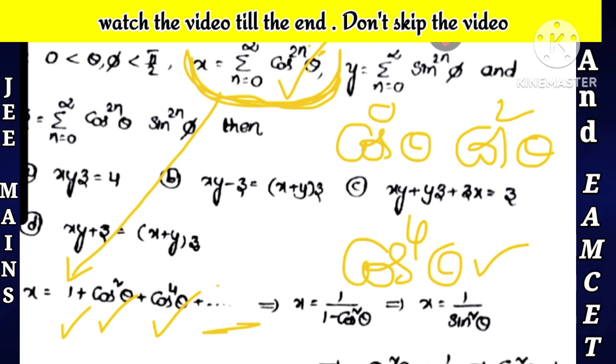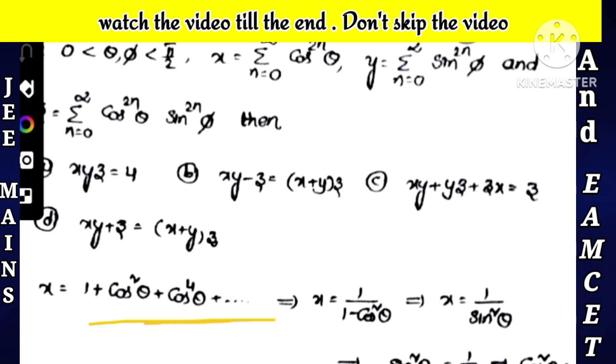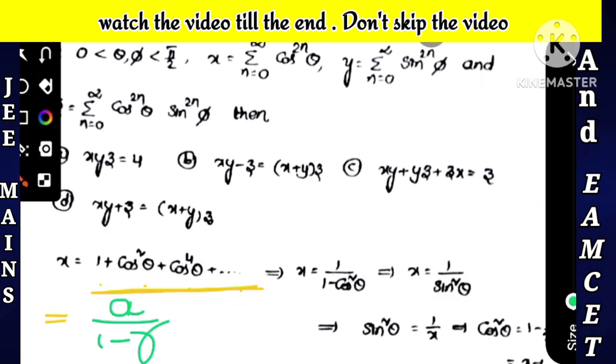So observe here, this is in the form of a GP series: a plus ar plus ar square and so on up to infinity. What is the formula for the sum of an infinite GP series? a by 1 minus r. Okay, the formula is a by 1 minus r.